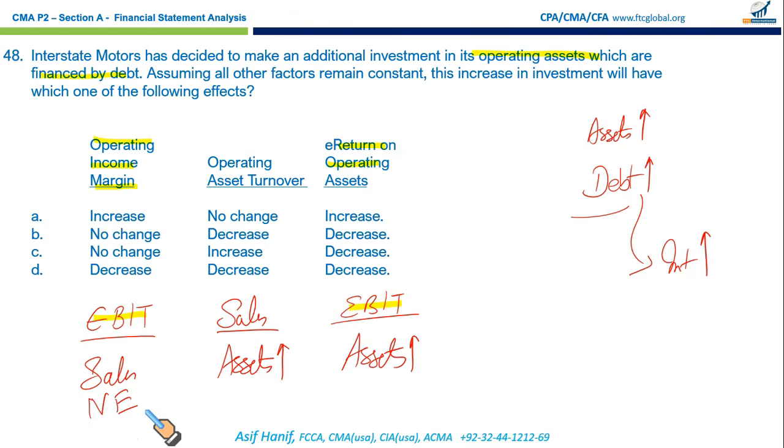But operating assets turnover, sales upon larger assets, this ratio will decrease. Earning before interest and tax over larger assets, this ratio will decrease. So we have no change, decrease, decrease. B to be the correct option, right? So it's advisable to use the formulas, use arrows this way. You will be able to conclude whether the ratio would improve or whether it will deteriorate, what way it will change. You can easily see from it.